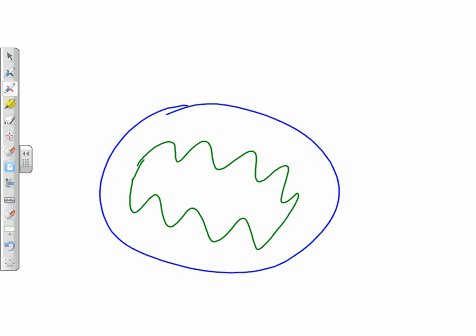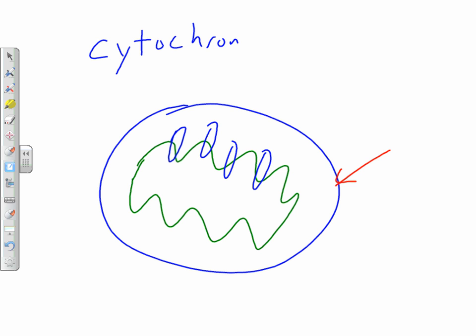This is supposed to be the outer membrane of the mitochondria. What would this area in here be? The matrix, and these are supposed to be cristae. Now, embedded in the membrane of the cristae are proteins. You have proteins embedded in your phospholipid bilayer too, right? Your cell membrane. Same thing here. These proteins have a special name though. These are called cytochromes. And these cytochromes have several jobs.